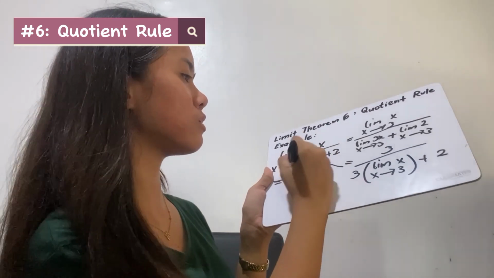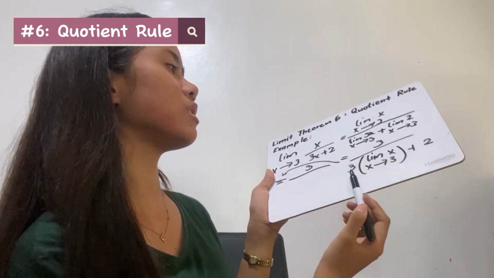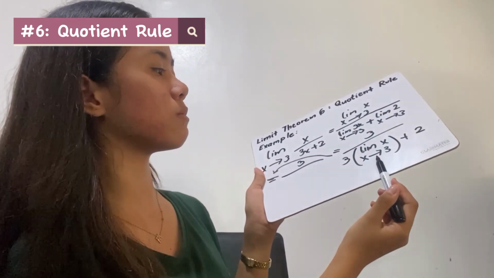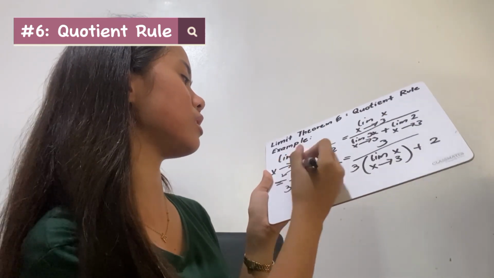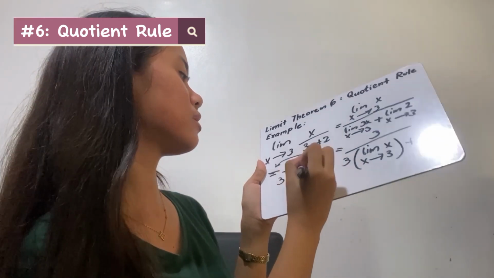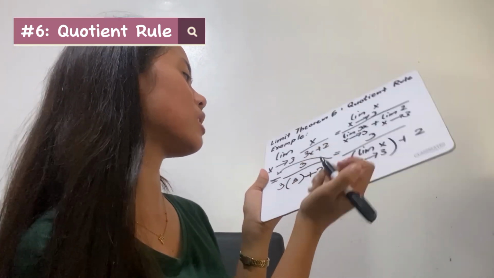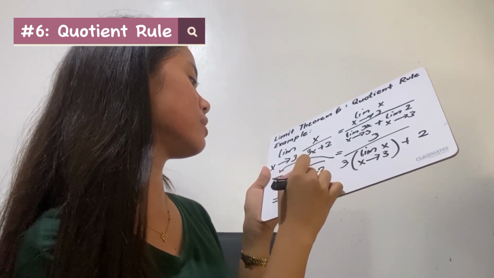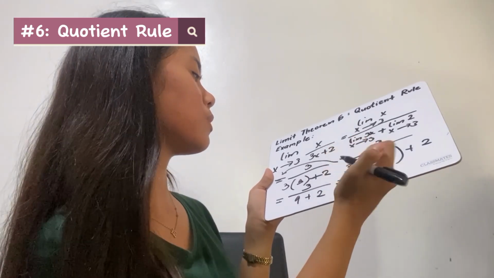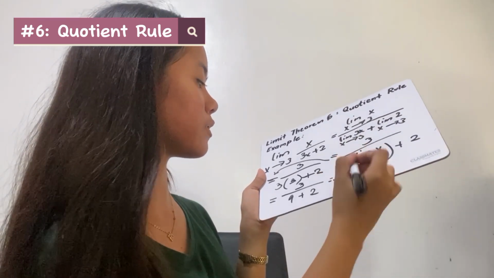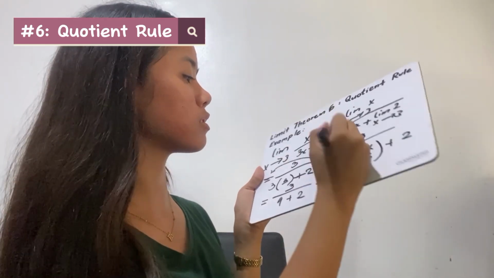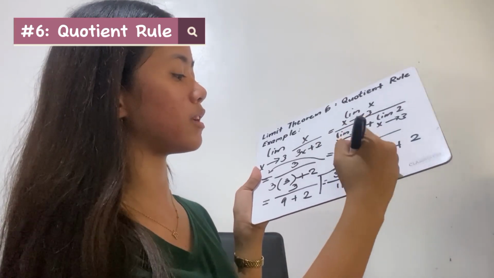3, copy lang yung sa numerator. Tapos, ang gagawin naman dito is kung ano yung limit na nasa loob, i-operate mo muna siya. So, 3 times, apply mo yung limit theorem number 2. So, ang sagot is 3 plus 2. Tapos, 3 plus 2, copy ulit yung 3. 3 times 3 is 9 plus 2 equals to, copy ulit yung 3 over 9 plus 2 is 11. So, ang final answer is 3 over 11.